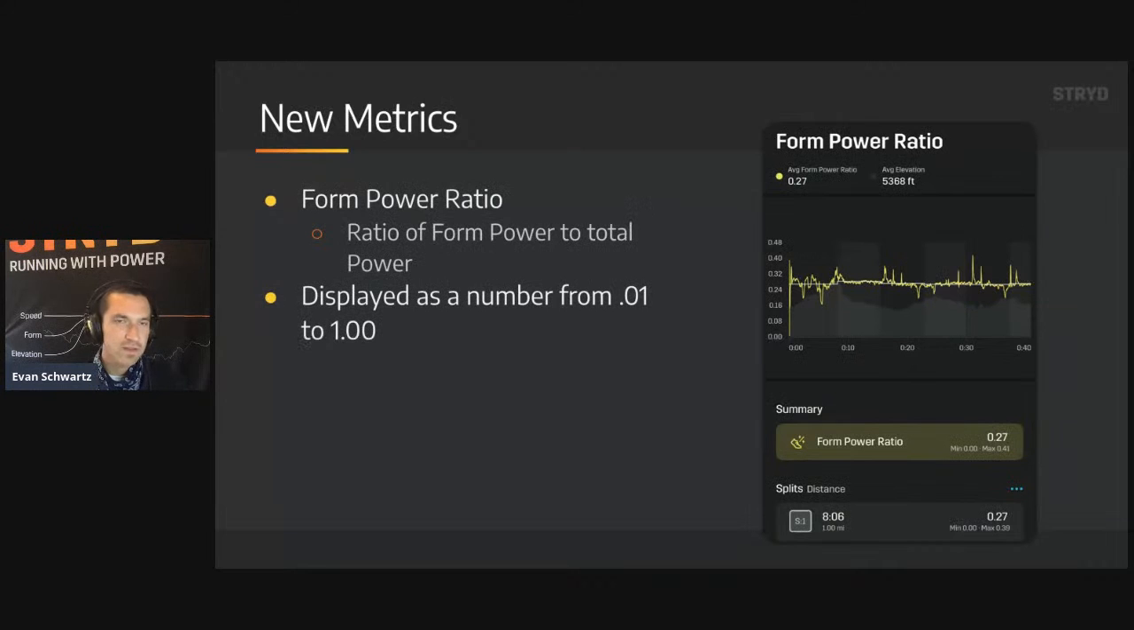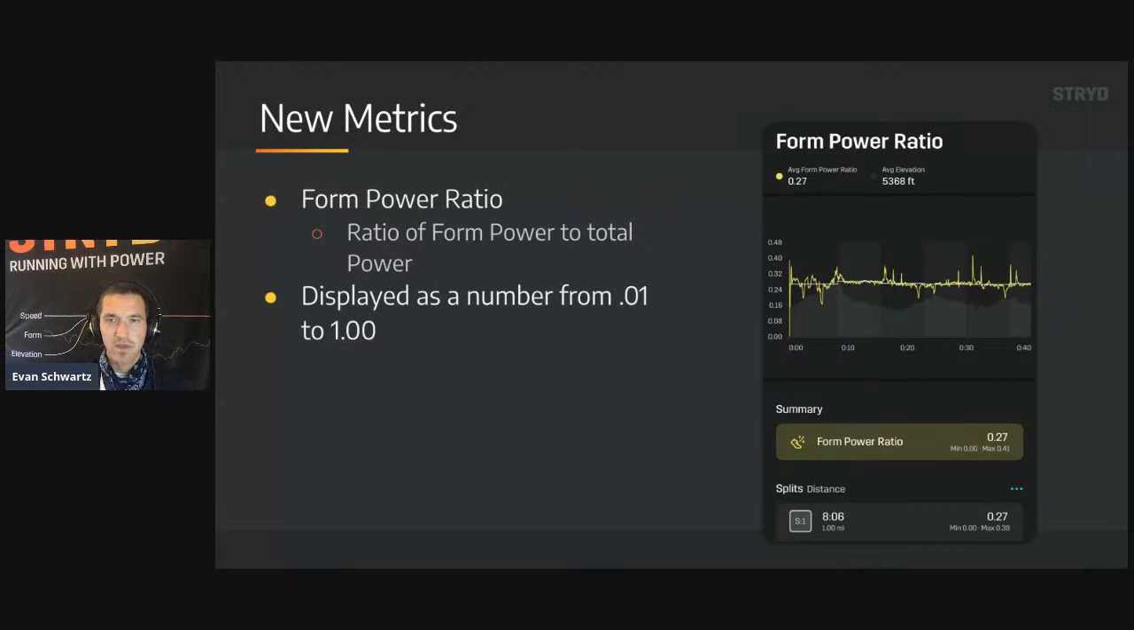And the last one that's new is form power ratio. Again, we mentioned form power is a little bit more useful when you look at form power ratio, and form power ratio is taking form power and comparing it to your total power. It's displayed as a number from 0.01 up to 1.0, but you'll typically see numbers between, I'd probably say, 0.14, 0.15, all the way up to 0.35, 0.4. Those are pretty big bounds there.